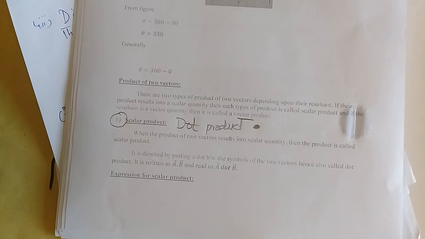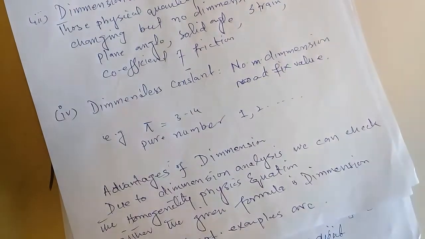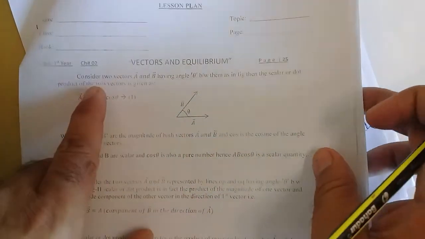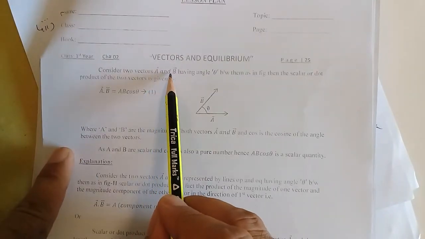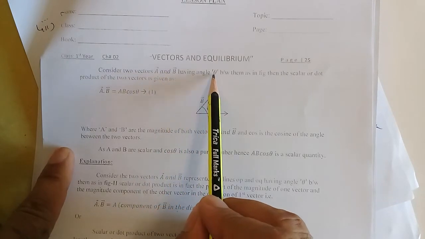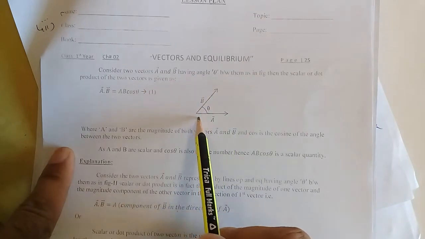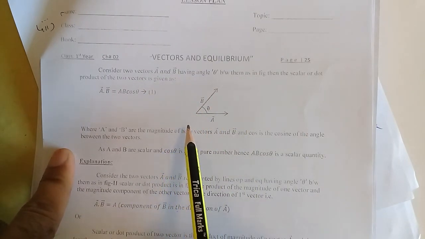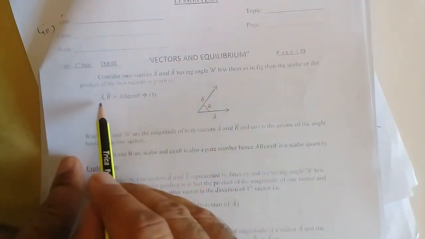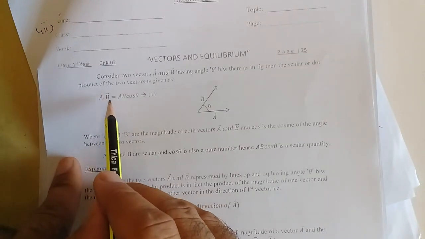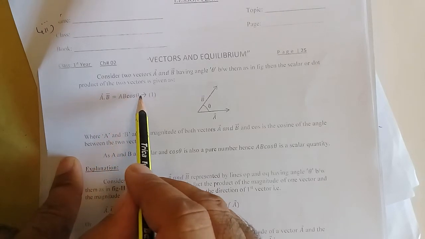Now we are going to discuss their mathematics. Let us consider two vectors A and B having an angle theta between them, as shown in the figure. So we want to multiply A dot B. So A dot B, when you remove this dot, will be equal to AB cos theta.